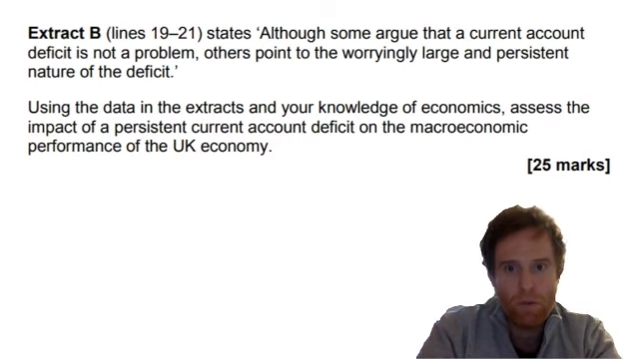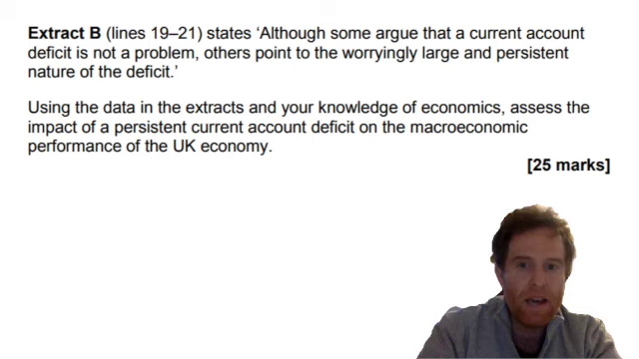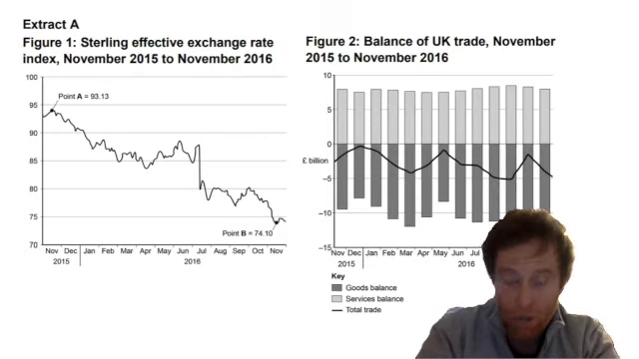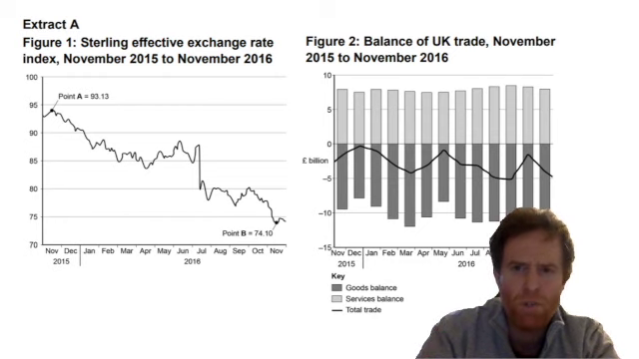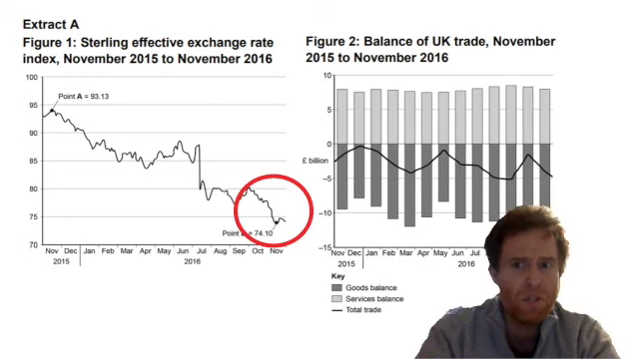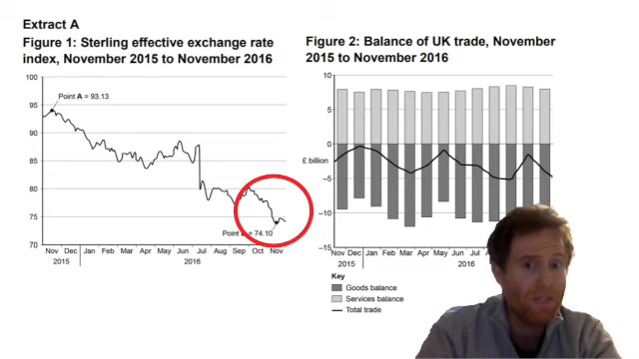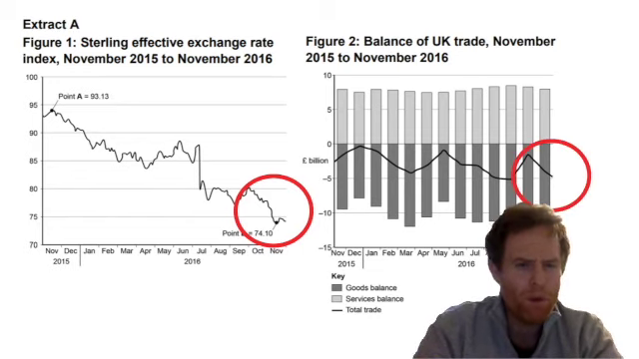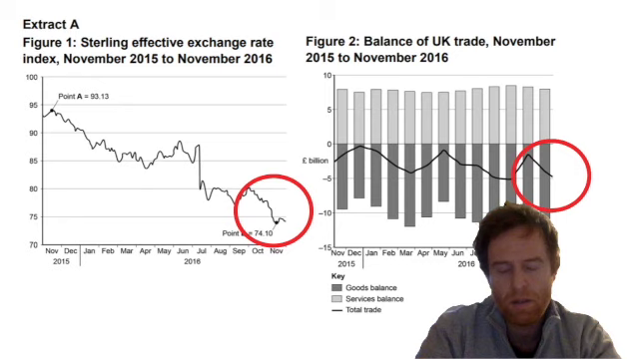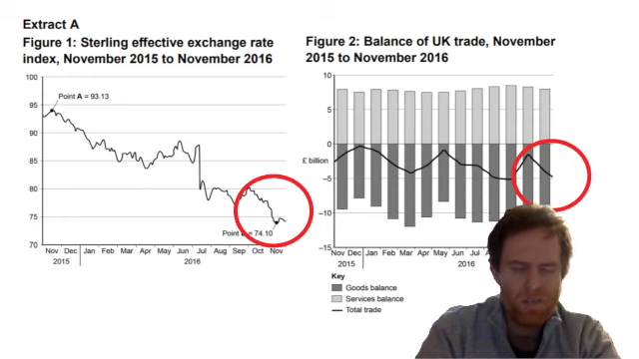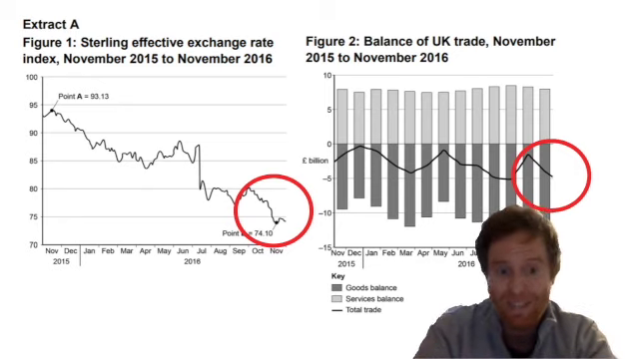So, all right, what we've got is this 25 marker, and what I've done is I've had a look at the case study. There's extract A. Straight away, I'm looking at that and I'm thinking, okay, what do I see, what's important here? Well, first of all, I can see that the pound has depreciated throughout the whole time, especially at that point there where it's at its weakest point. At that point, we've also got the current account, which is getting worse. Okay, so I'm thinking here, the pound's depreciating and the current account is getting worse. Well, that might give me an analytical argument or maybe an evaluative point that I could use.